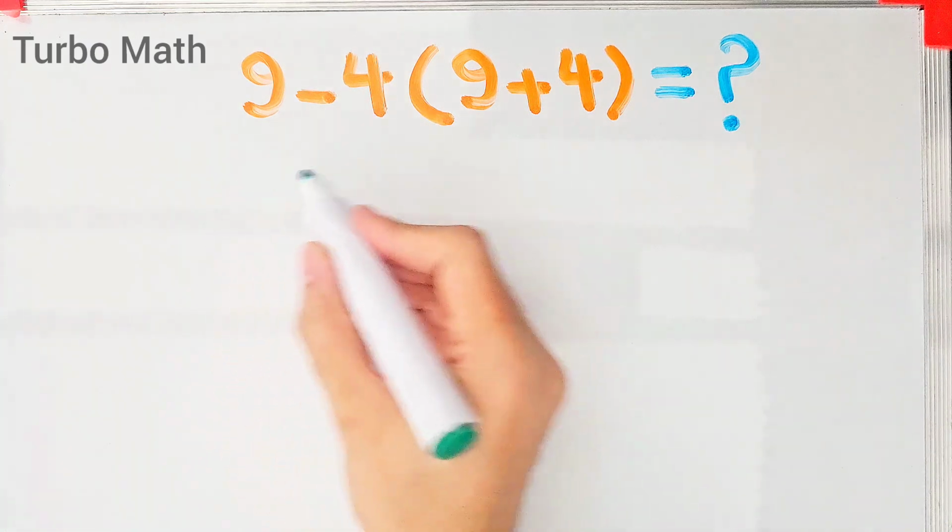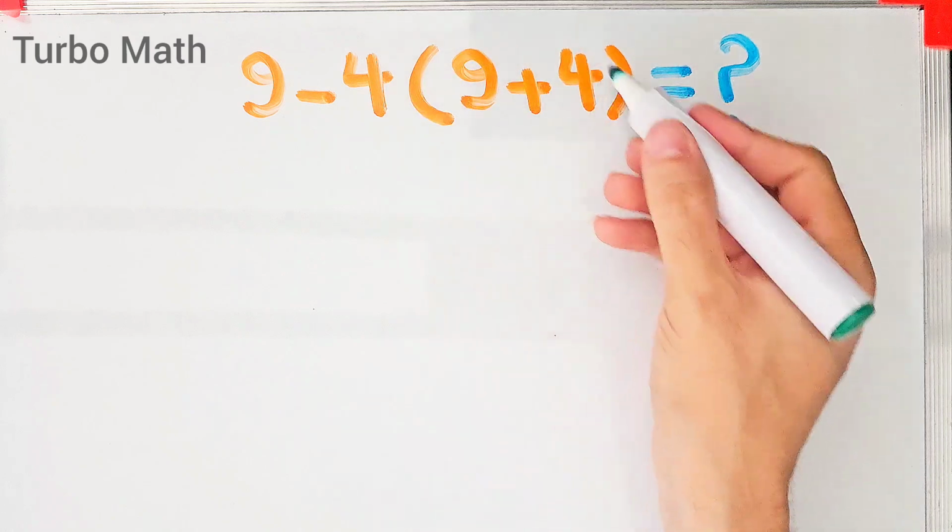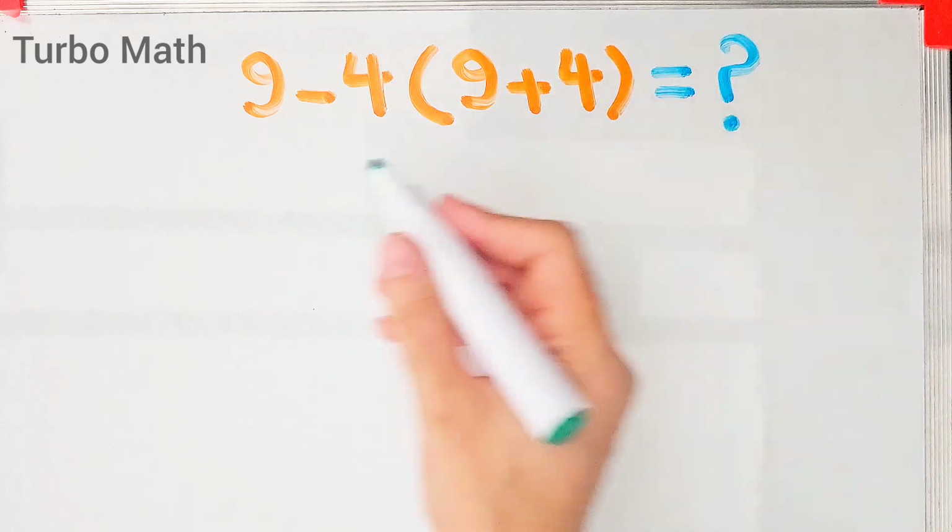Can you solve this question? 9 minus 4, then times 9 plus 4. What is the answer of this question?